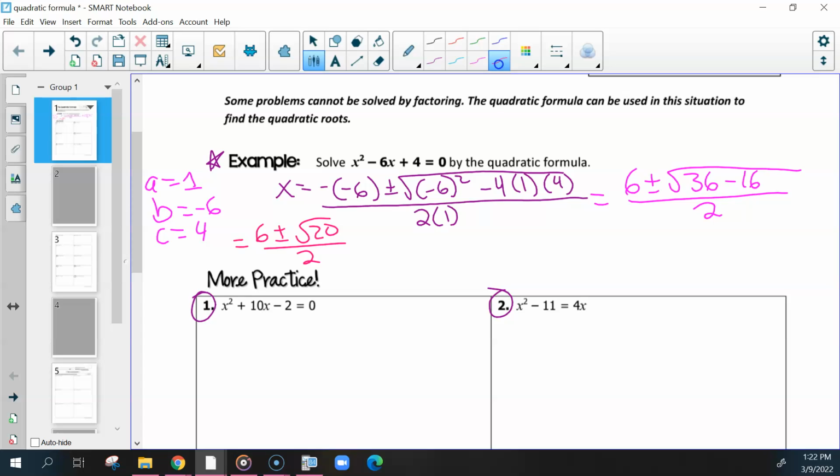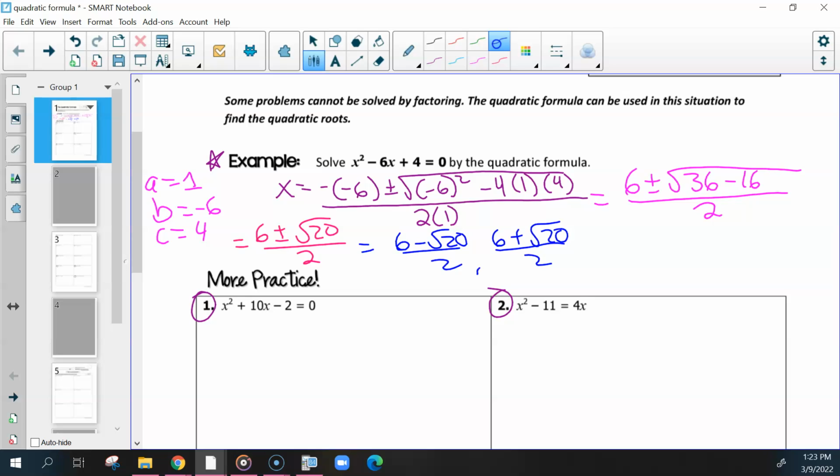And then we're going to separate this into two different answers. So we'll have 6 minus the square root of 20 all over 2, and we'll have 6 plus the square root of 20 over 2. There's nothing else we can really do to simplify this. I can't divide the 6 and the 2 unless I separate the fraction, which we're not doing.